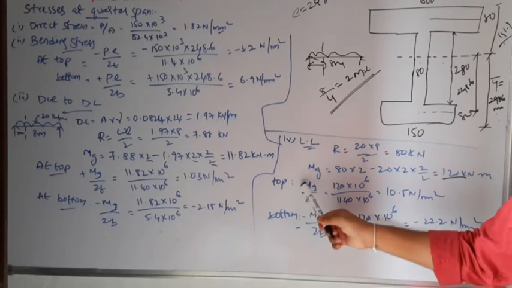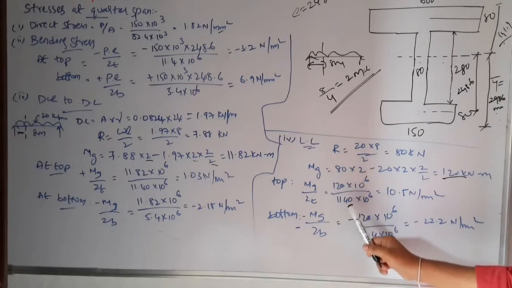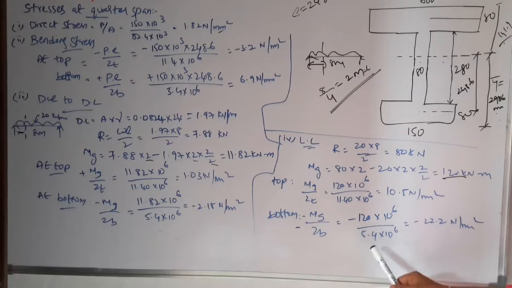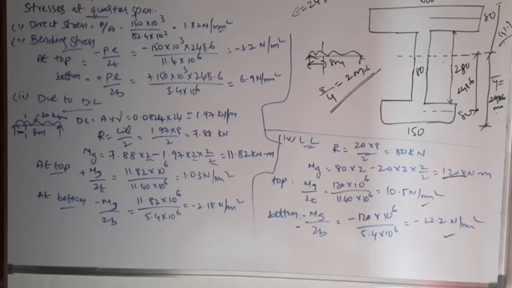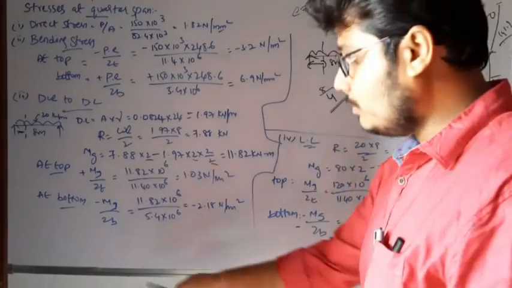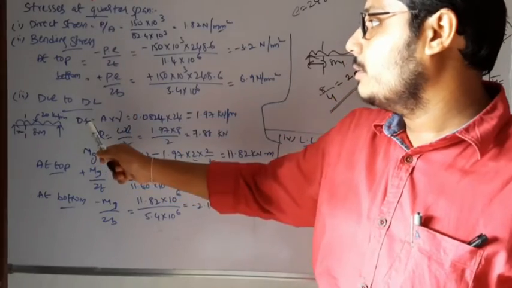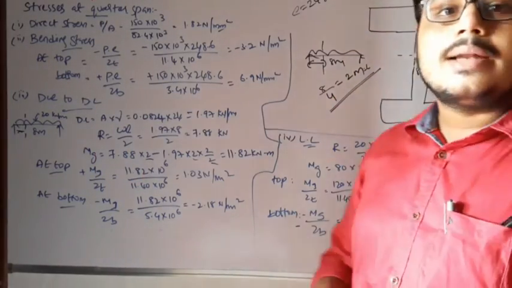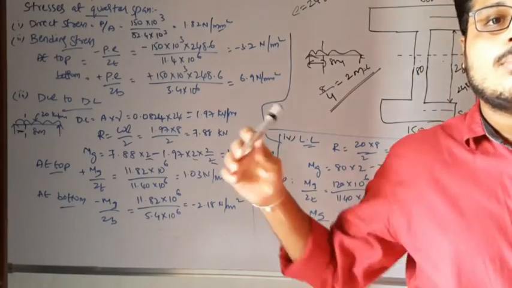So here at top, plus M by Zt, minus M by Zb. So 120 into 10 power 6 by 11.4 into 10 power 6, minus 120 into 10 power 6 by 5. Here we got 10.4 and minus 22. So these are the stresses at the quarter section span: direct stress, bending stress, dead load and live load. This is an unsymmetrical section, so this is a very important problem.